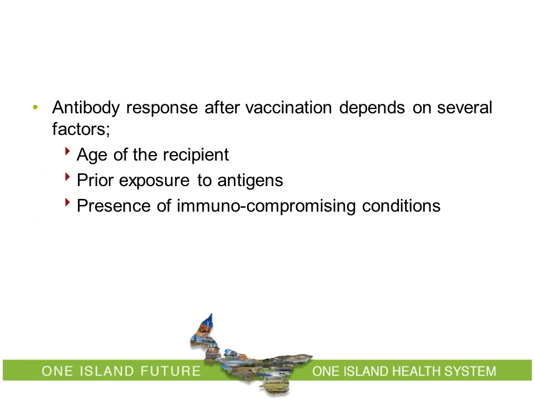Antibody response after vaccination depends on several factors. Age of the recipient. There is good evidence that flu vaccination differs in effectiveness between individuals, and this is due to a number of factors. One of them is age. People's immune systems generally become less effective as they get older. Other factors include prior exposure to antigens and presence of immunocompromising conditions.